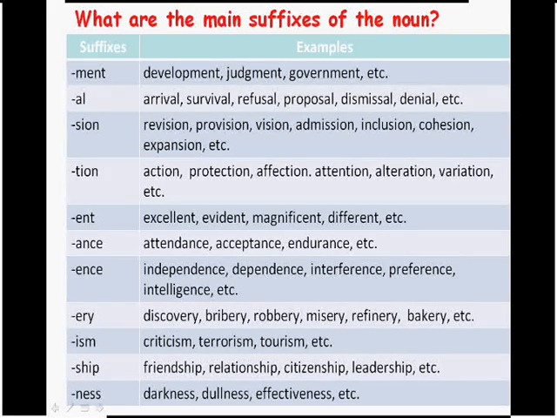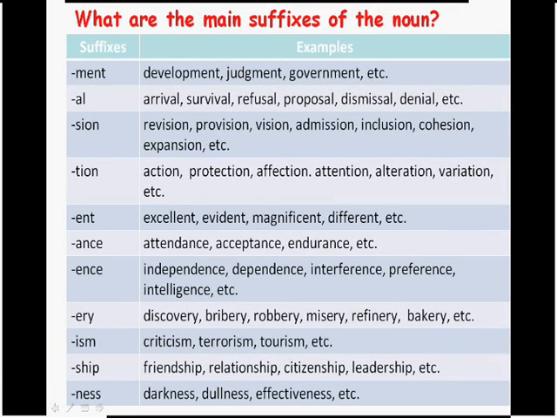The other suffix we're going to look at is tion. So we have action, protection, affection, attention, alteration, variation. So when you have tion, this means that I'm dealing with a noun. In this word action, the verb is act, and if I add tion at the end, then it will be action, the noun. And of course here act as a verb has a t, so I only put ion because the t is already there.